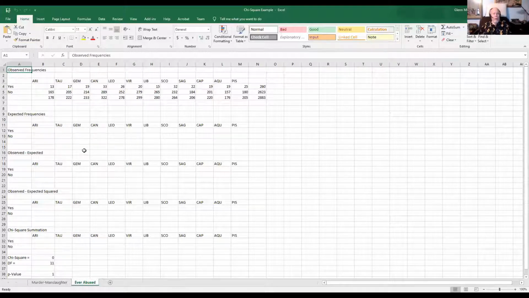This one is, instead of murder-manslaughter, whether or not the prisoner was ever abused. And this could be abused physically or sexually. Was that specified in the questionnaire, the types of abuse that would qualify? They are. It's just that the number of observations got smaller. I wanted to have a few more observations on the yes side. So I went with any abuse at all. But actually in the survey, you can break it out, yes.